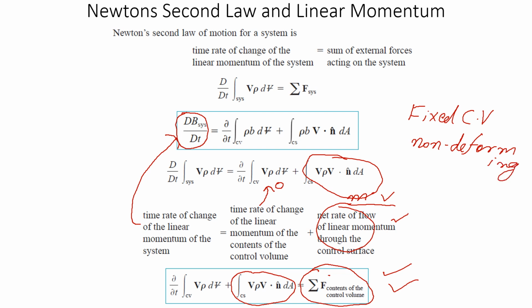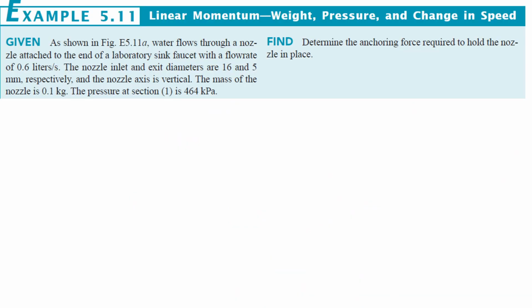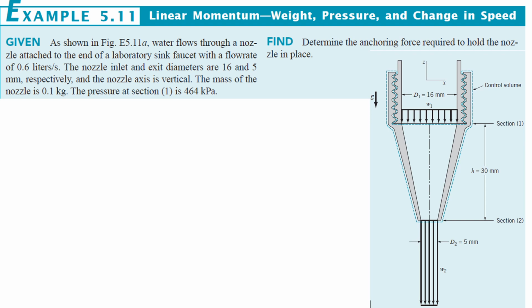So now moving ahead to our example to apply this new Reynolds transport theorem. Example 5.11 from your Munson book. The given is as shown in the figure. Let's see the figure. Water flows through a nozzle attached to the end of a laboratory sink faucet with a flow rate of 0.6 liters per second. So this is our volumetric flow rate. Q at the inlet is 0.6 liters per second.